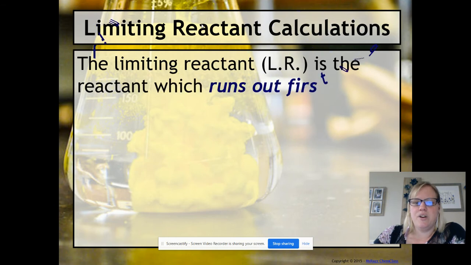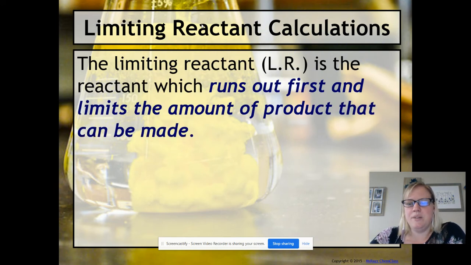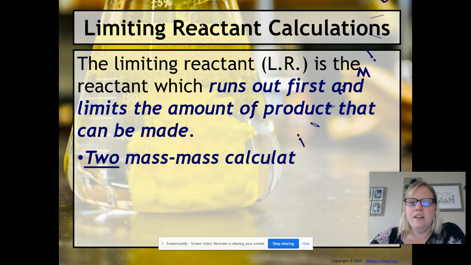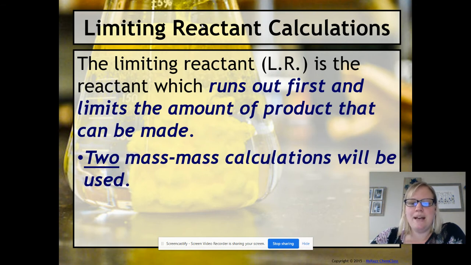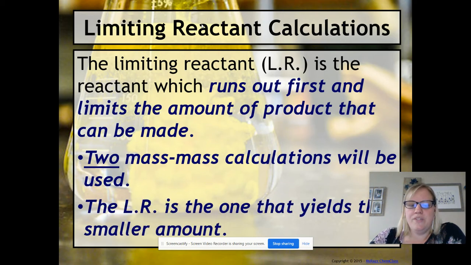First of all, the limiting reactant, which we're going to abbreviate LR, is the reactant which runs out first and limits the amount of product that can be made. And in each of these problems, you're going to do two mass-to-mass calculations so that you can figure out, given a certain amount of each reactant, how much product can be produced with that much reactant. The limiting reactant is the one that yields the smaller amount of product. Okay, I'll say that again. The limiting reactant is the one that yields the smaller amount, the smallest number.